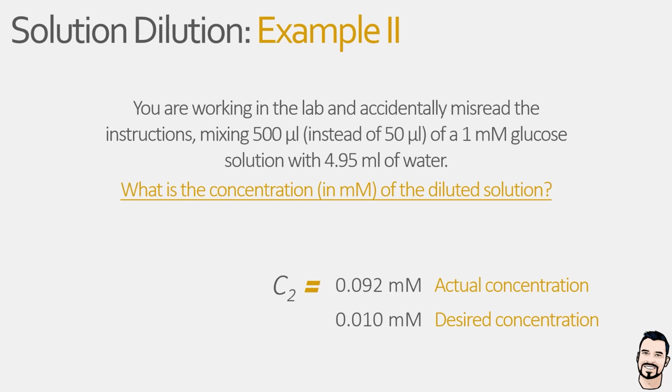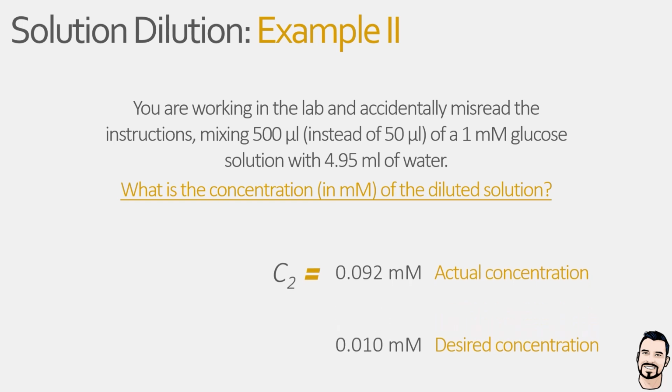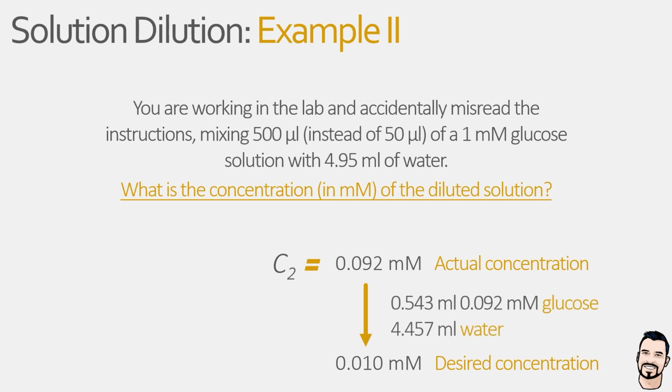And for anyone that is interested, the student could theoretically use this 0.092 millimolar glucose solution to create the desired 5 milliliter 0.010 millimolar solution, and applying the same equation, rearranging to find C1, we would essentially mix 0.543 milliliters of the 0.092 millimolar glucose solution with 4.457 milliliters of water.